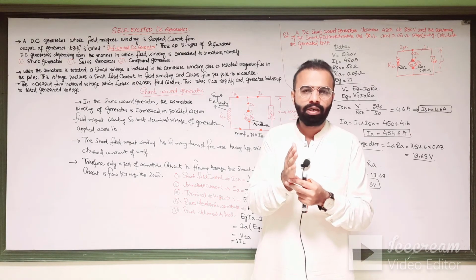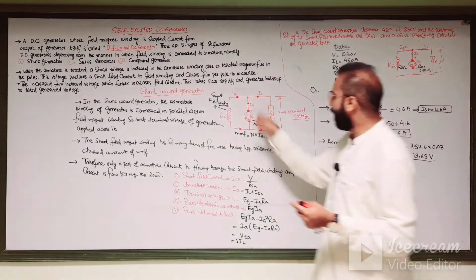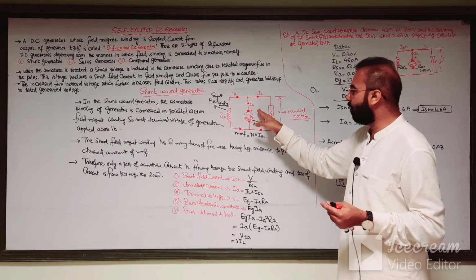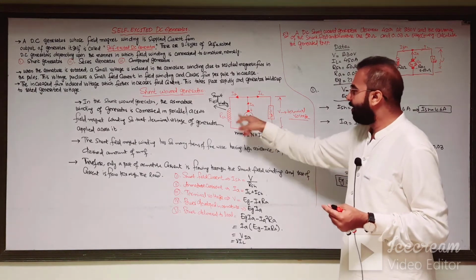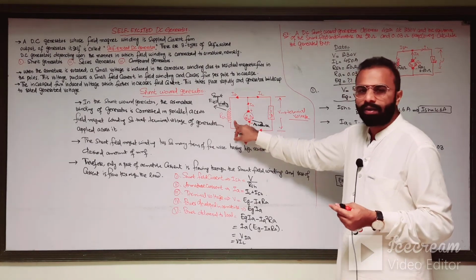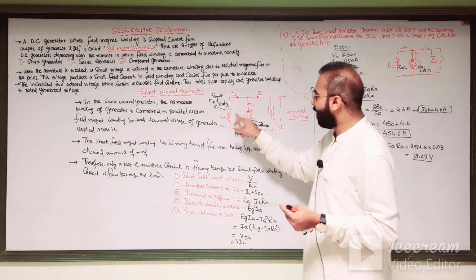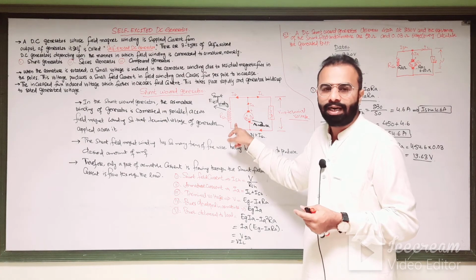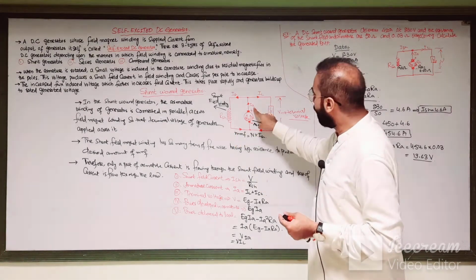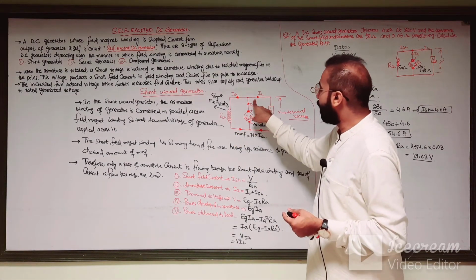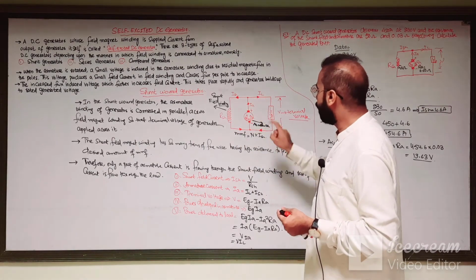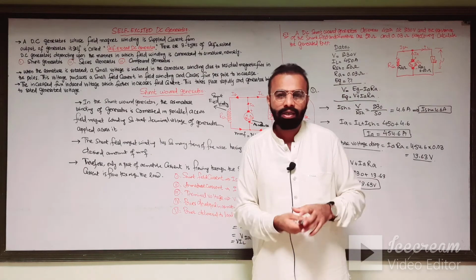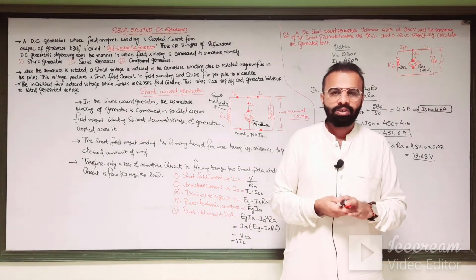In the DC shunt wound generator, the field winding is connected in parallel across the armature winding. So the whole terminal voltage of the generator appears across it, and the shunt field winding has many turns of wire having high resistance to produce the desired amount of MMF. Therefore only a part of the armature current flows through the shunt field winding, and the rest of the current flows through the load. So this was the whole lecture regarding the DC shunt wound generator operation.